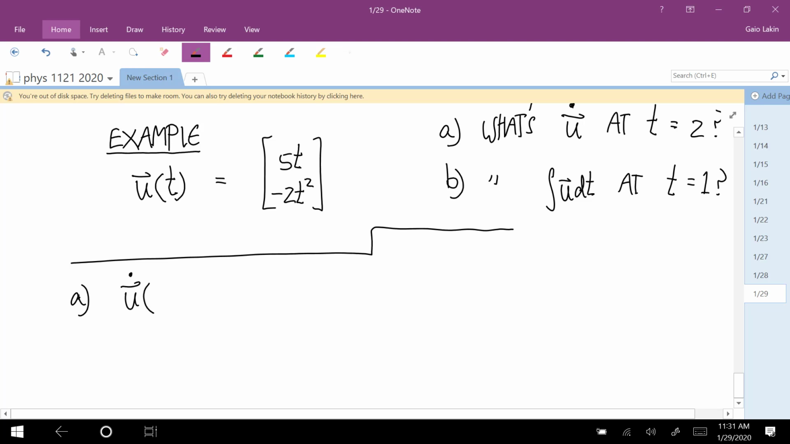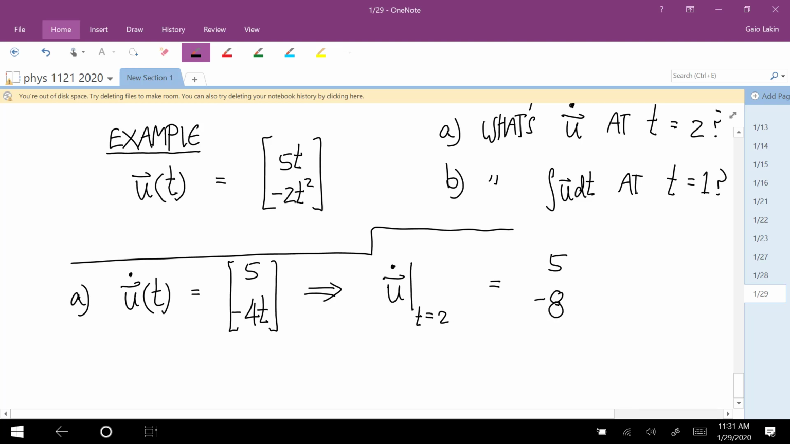Well, u dot as a function of time is 5 for the x. We're just taking derivatives with respect to time. Negative 4t. And now we want to evaluate that. So u dot evaluated at time equals 2. Just plug 2 in for these, and you get 5 for the x component, negative 8 for the y component.